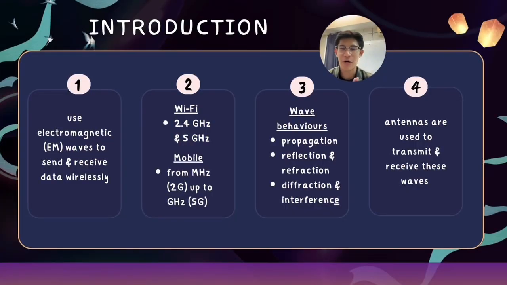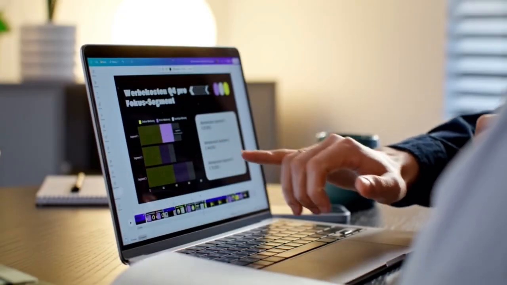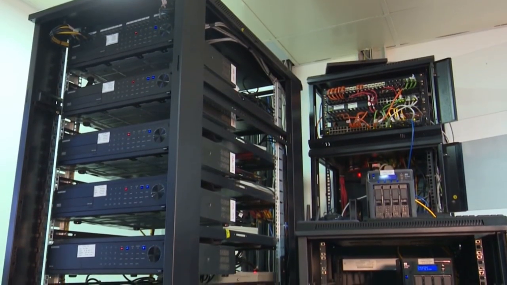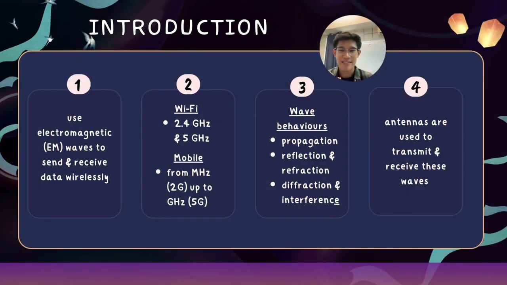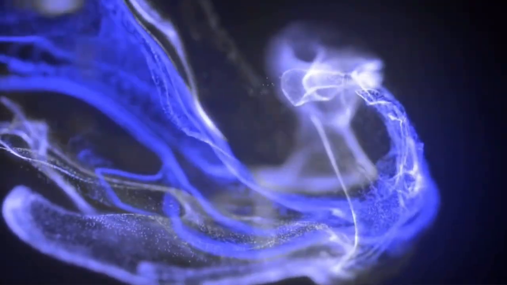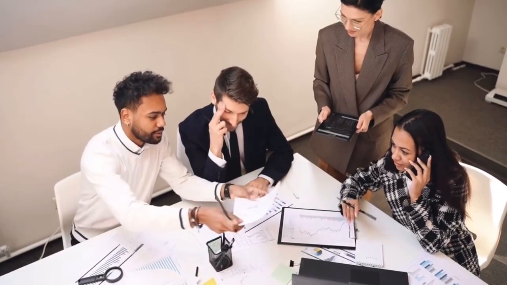Now, these signals operate at different frequencies. For example, Wi-Fi usually runs at 2.4 GHz or 5 GHz, while mobile networks like 4G or 5G use a range from megahertz to gigahertz. Behind the scenes, it all comes down to wave behaviors, like how waves travel, bounce off surfaces, or even bend around obstacles. To carry the information, these signals also use something called modulation. So even though we can't see these waves, they are constantly moving around us, helping our devices stay connected.